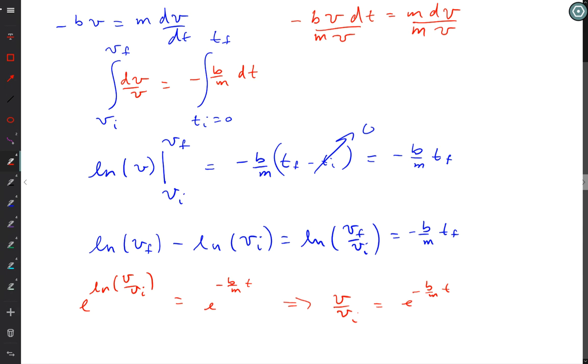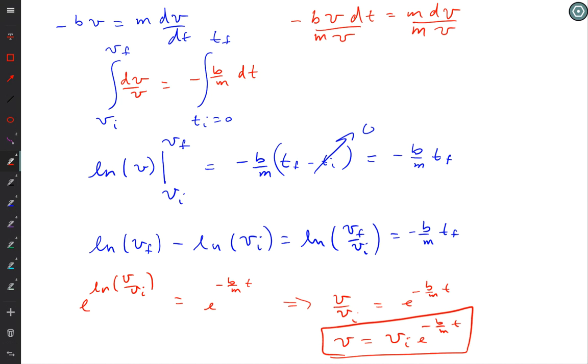And so finally, the speed at any time is equal to the initial speed, e to the minus b over m t. Something to note here, that exponential decay is a result of the rate of change being proportional to the value. In this case, the rate of change in speed is proportional to the value of the speed. When you have a rate that's dependent on the value, that's where you get this exponential function. So it occurs a lot in nature.